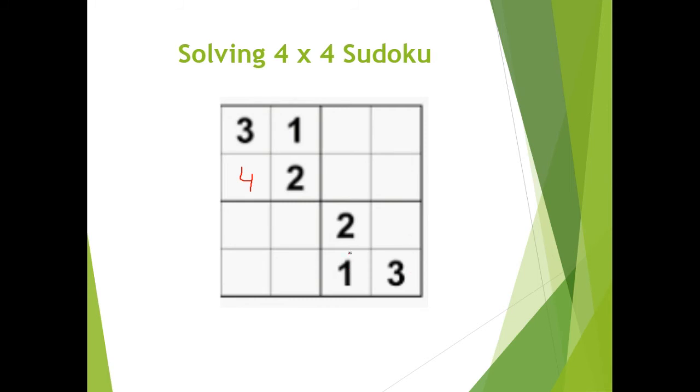Let's move toward the next box, the last one. Here again 1, 2, 3 are written. We'll write 4 here. So these two boxes are completed. Now what we have to do? We have to fill the second box and the third box. Now start solving it row wise.